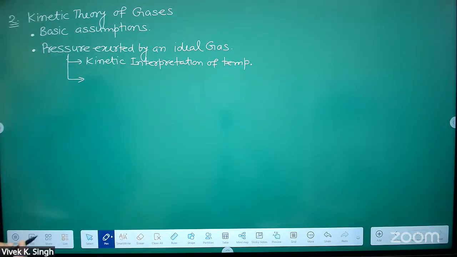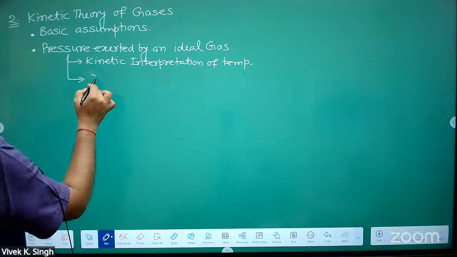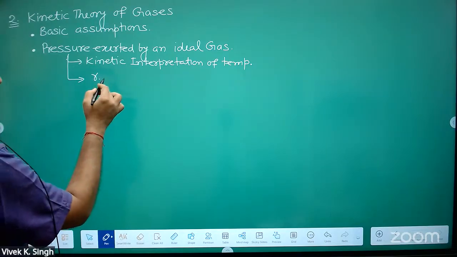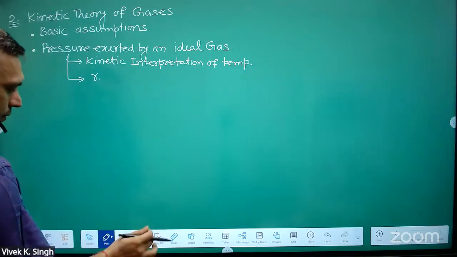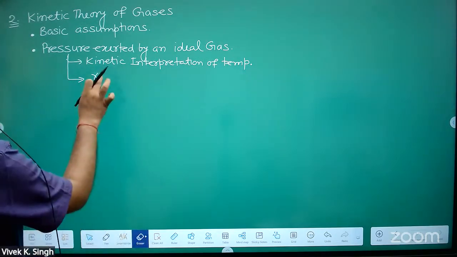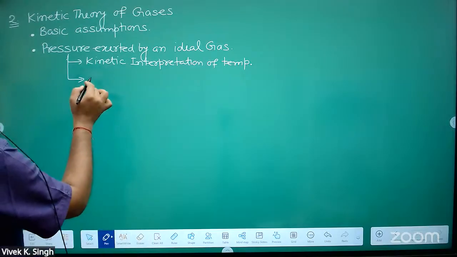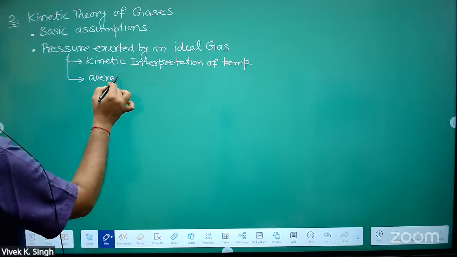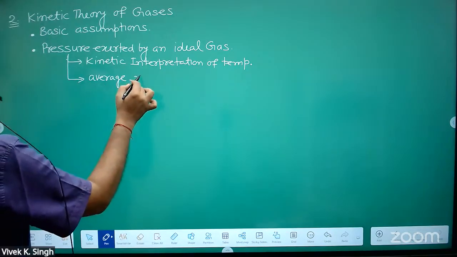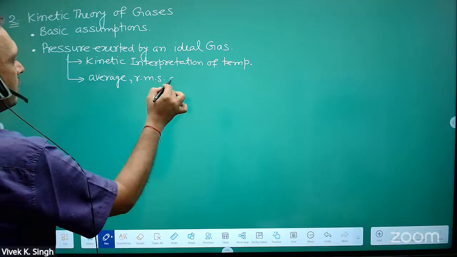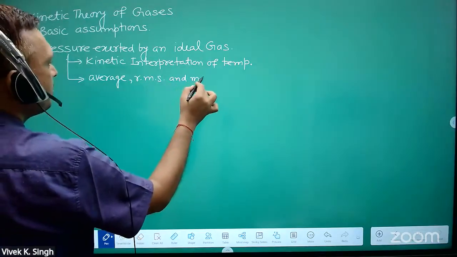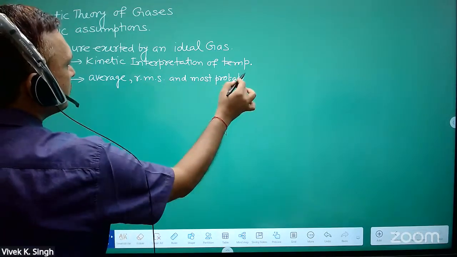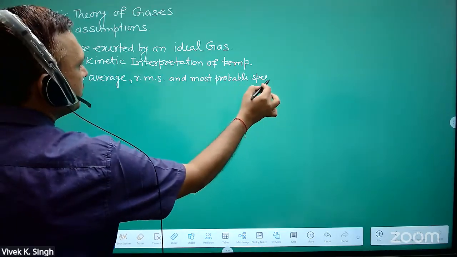We will see RMS speed. We will talk about average, RMS and most probable speed.